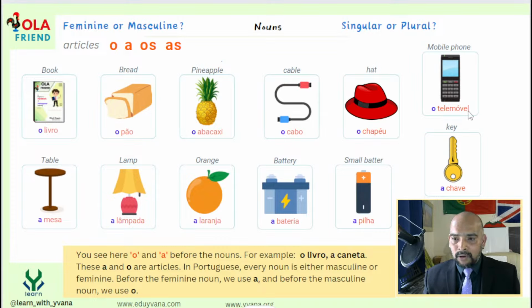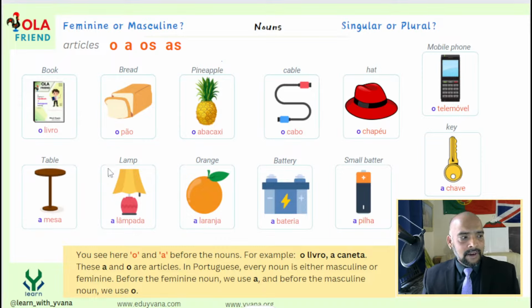And o telemóvel, that is the mobile phone, right? And you can say a mesa, that means the table. And a lampada means the bulb as well, or you can say the table lamp. And you see here a laranja, that means the orange. And you see a bateria, right? The bateria means the battery, the big one. And for the small battery we say pilha, and for the key we say chave.